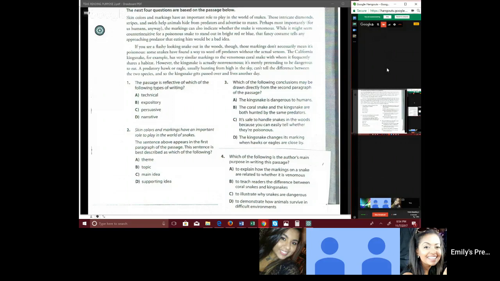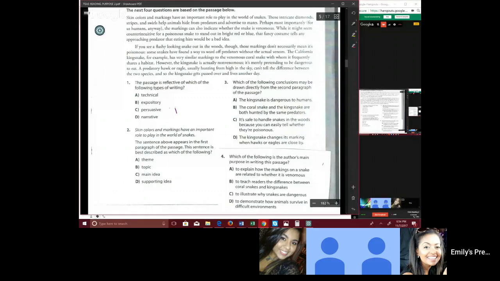So on the first one, it asks what type of writing this passage is reflective of. Your thought process should have told you informative. So they're informing you about how the skin colors of snakes relate to whether they are poisonous or not. So since informative is not there, that would make it an expository. So one should be choice B, expository.